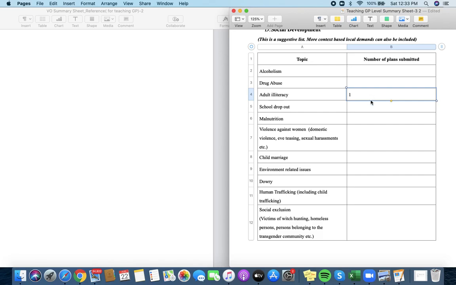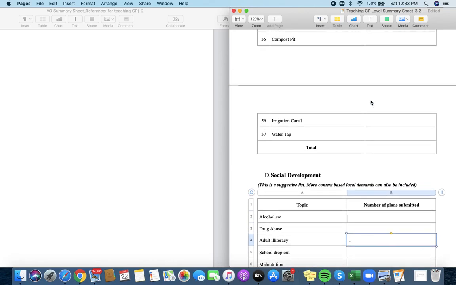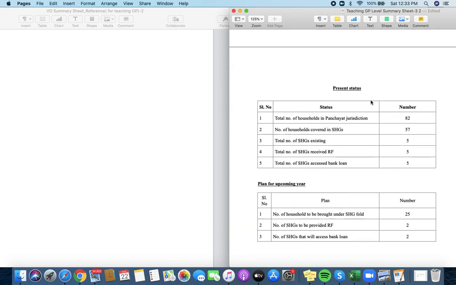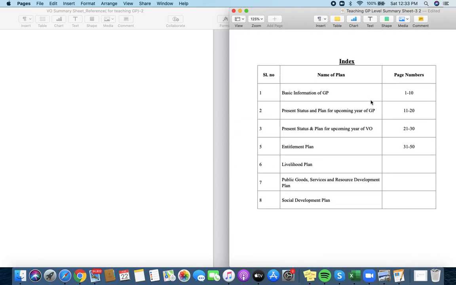So this is what we have to remember. And it is very simple. You have to just keep on adding the demands that have come at each VO, and then consolidate it at the panchayat level. Here I have given you the example from 2 VOs. There might be cases where there are more than 10 VOs as well. So whatever demands have come from the 10 VOs have to be added and filled in the GP summary sheet. Thank you so much. I hope it was clear for all of you.